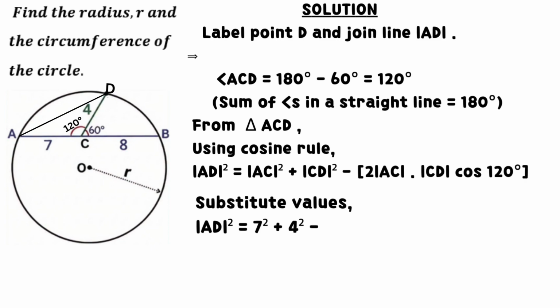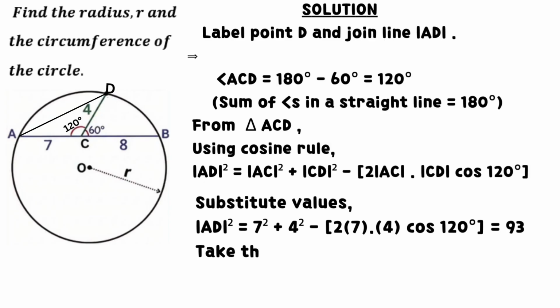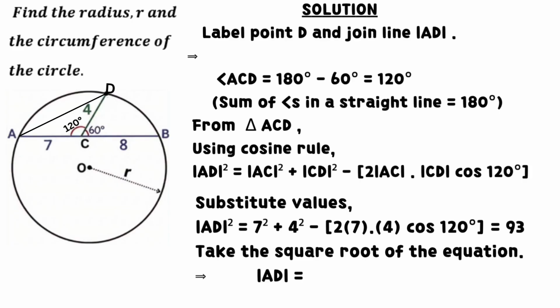Substitute values. We have that the square of length AD equals the sum of the square of 7 and the square of 4, minus 2 times the product of 7 and 4, multiplied by cosine 120 degrees, which equals 93. Take the square root of the equation. This implies that length AD equals the square root of 93.